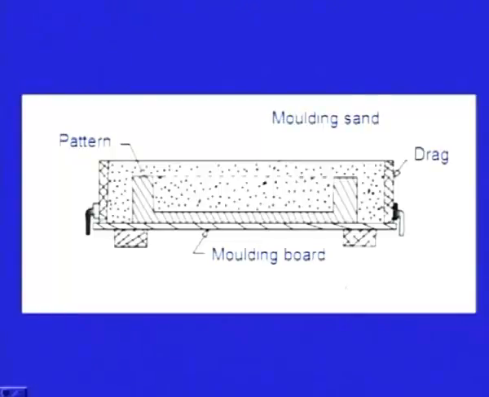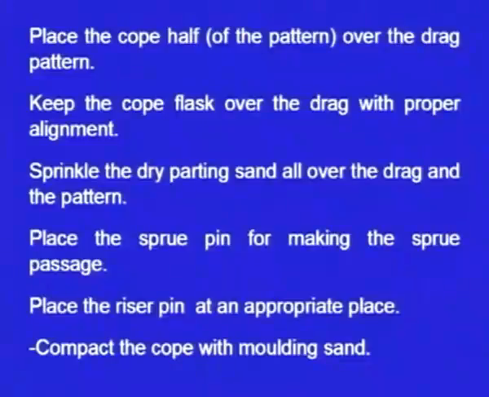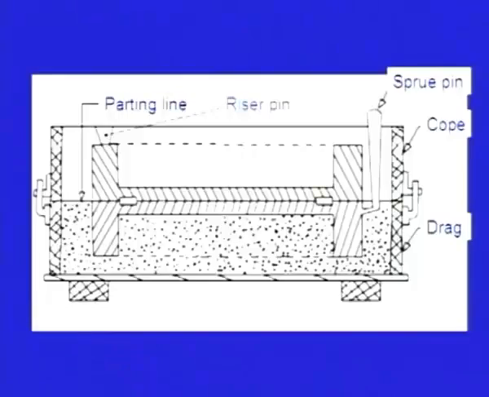Now let us see how to compact the sand in the cope box. Place the cope half of the pattern over the drag pattern. So the pattern is split into two parts. This is one half, this is another half. This half is known as the drag half of the pattern. This half is known as the cope half of the pattern. So after the molding of the drag box is complete, we have to place the cope half of the pattern over the drag half of the pattern.